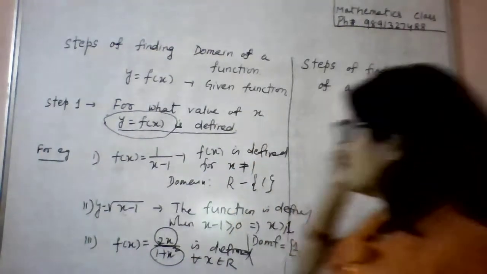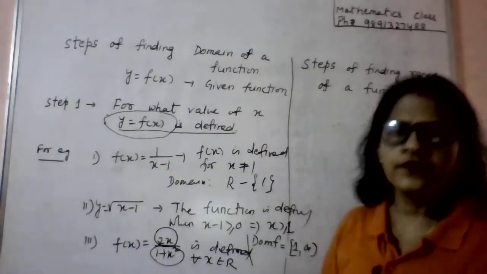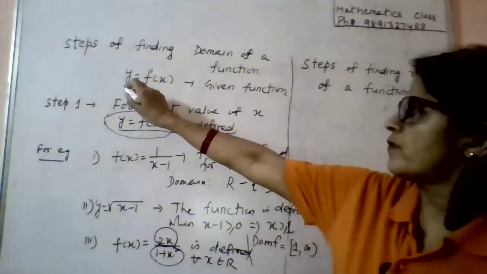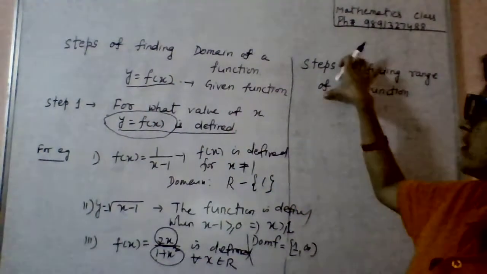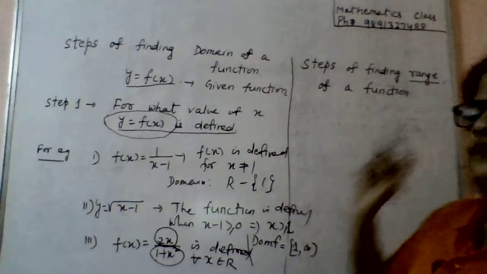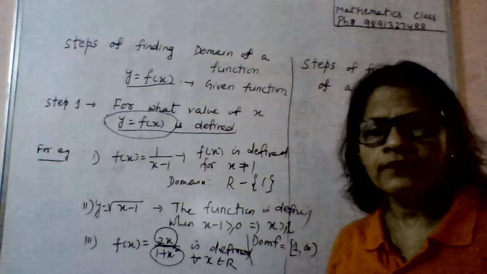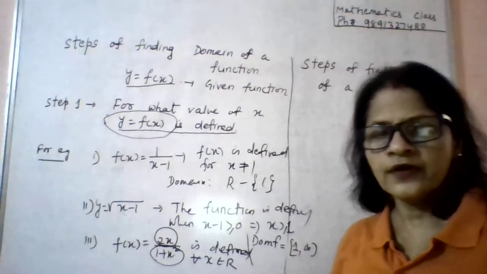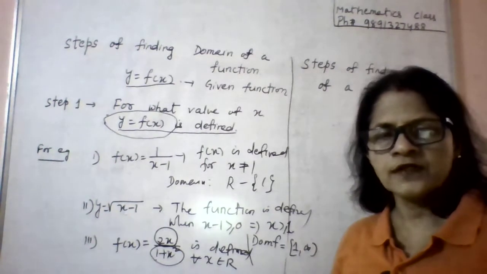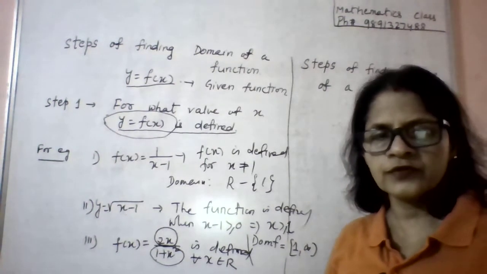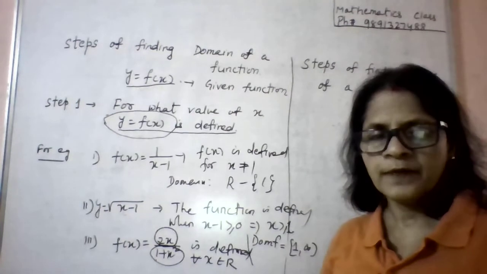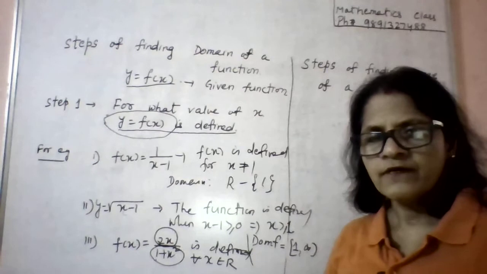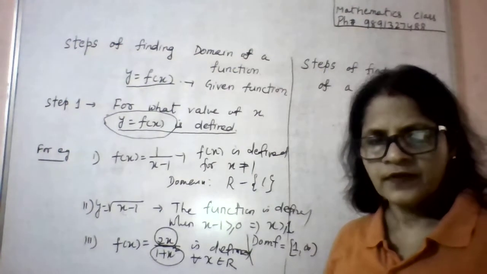Right? Now coming to the steps of finding the range of the function. Whenever you have y equal to f(x), range means the set of all y for which x is defined. Here x defined means x should belong to the domain of the function, because whenever we define the function, we take for every x, right?